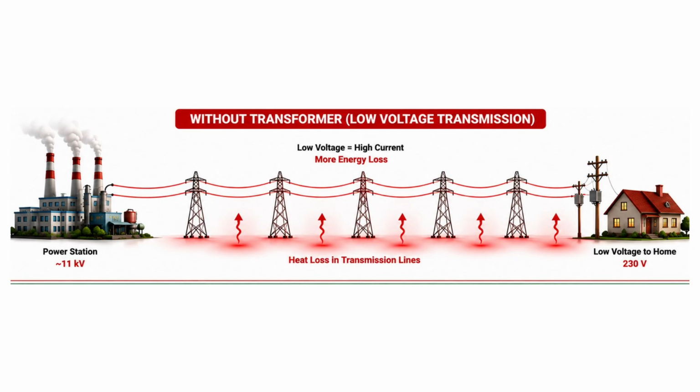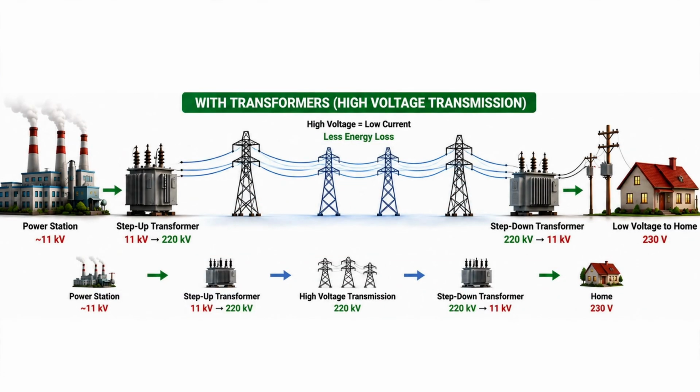But electricity cannot simply be generated at a low voltage and sent over long distances. Large amounts of electrical power transmitted at low voltage would cause greater energy loss in the transmission lines. So transformers are used to increase the voltage before electricity travels over long distances. This allows electrical power to be transmitted more efficiently, with lower current and reduced energy loss in the wires.